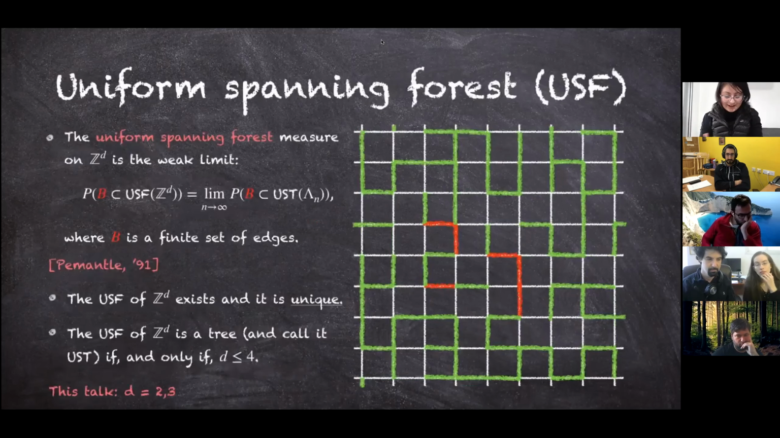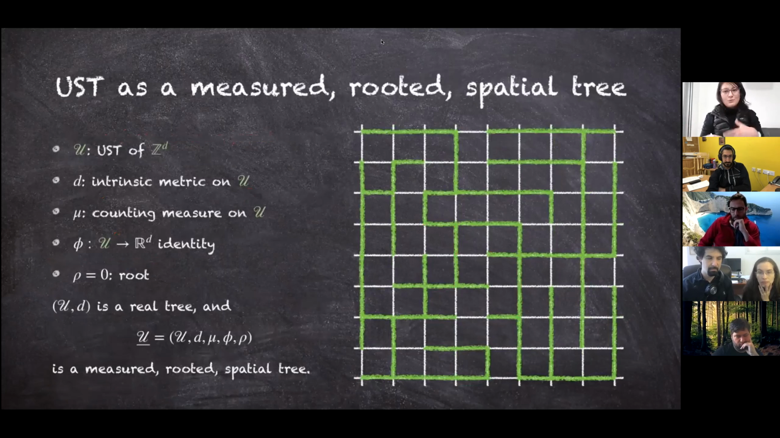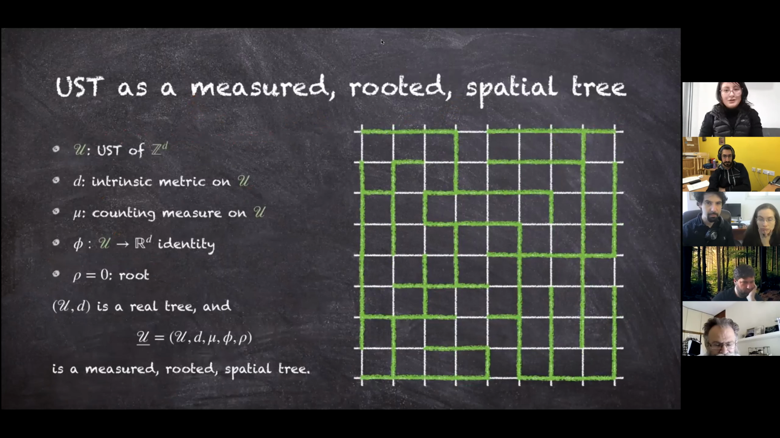So at this point, in my definition, I defined the uniform spanning forest as a measure over subgraphs of Z^d, but this has a natural, richer structure. And I want to write down my uniform spanning trees in this way. It's more complicated because it's going to be a measured, rooted, spatial tree, but this is very simple and is the natural way to do it. So here I have a picture of what could be a sample of my uniform spanning tree on Z^d.